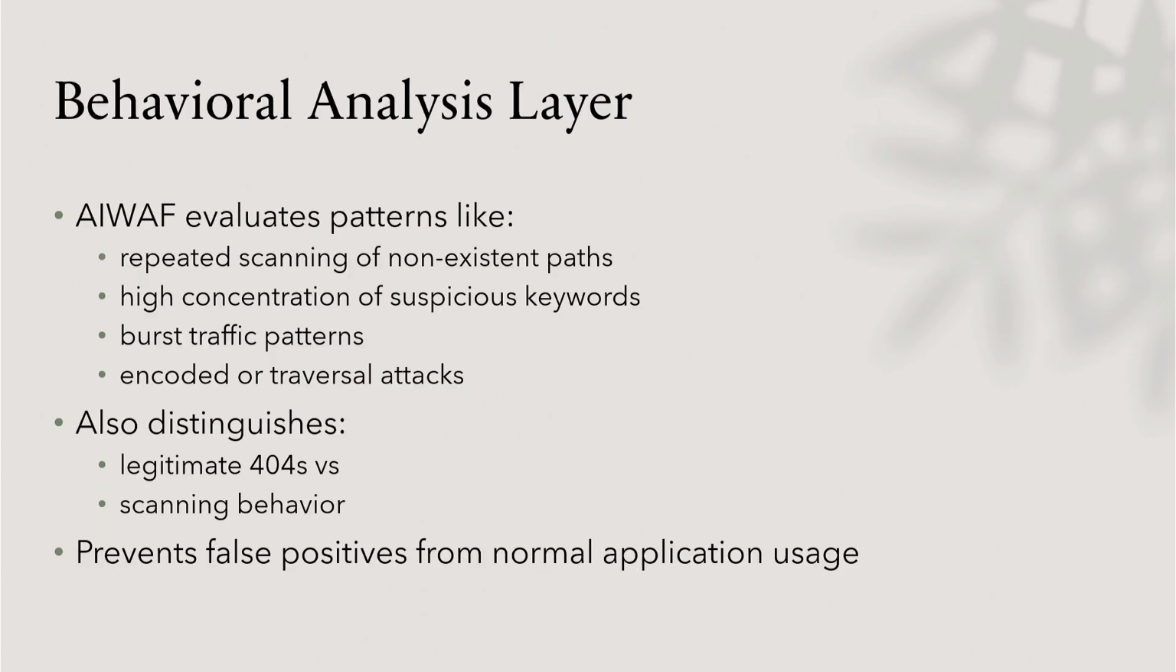To make a combined decision, we evaluate patterns like repeated scanning, a high concentration of suspicious words, burst traffic patterns, or even traversal attempts. The idea is that if you have a really active user, you don't want to end up blocking them just because they have high activity, but you also don't want to let malicious traffic get passed. So you have a combination of two things: you understand whether a request is malicious, and then you see whether you actually have to block it or not.